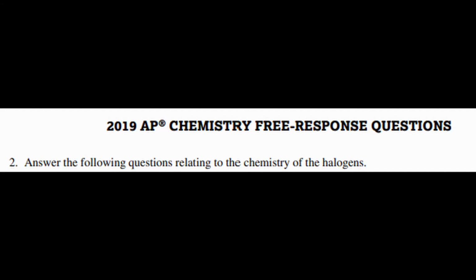Hi everybody, today we're going to be talking about the second 2019 AP Chemistry FRQ. This FRQ is an all-in-one about the halogens, discussing bonding, electrochemistry, thermochemistry, and a little bit of equilibrium.